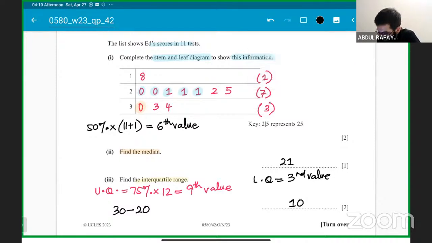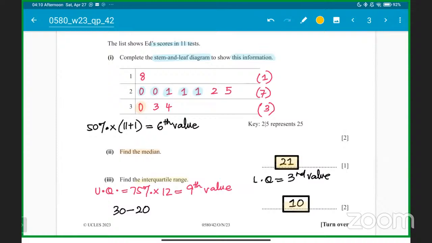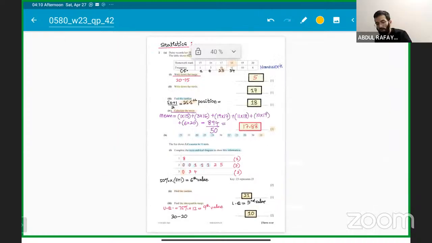Anyone have doubts? Let me know, guys. Any questions? We can talk about them. So this question is done, which is question number 2 on statistics of the most recent paper, October-November 2023, paper 42. Any questions, guys?